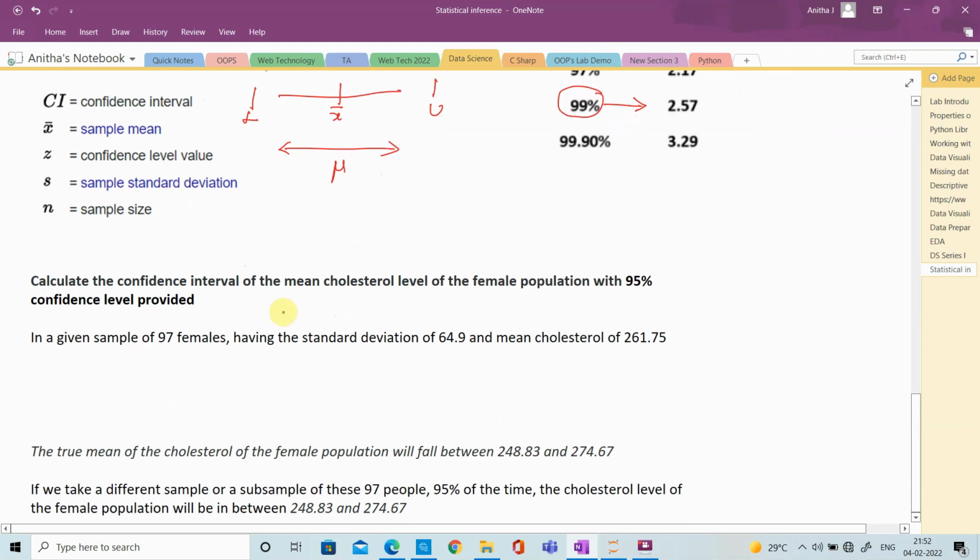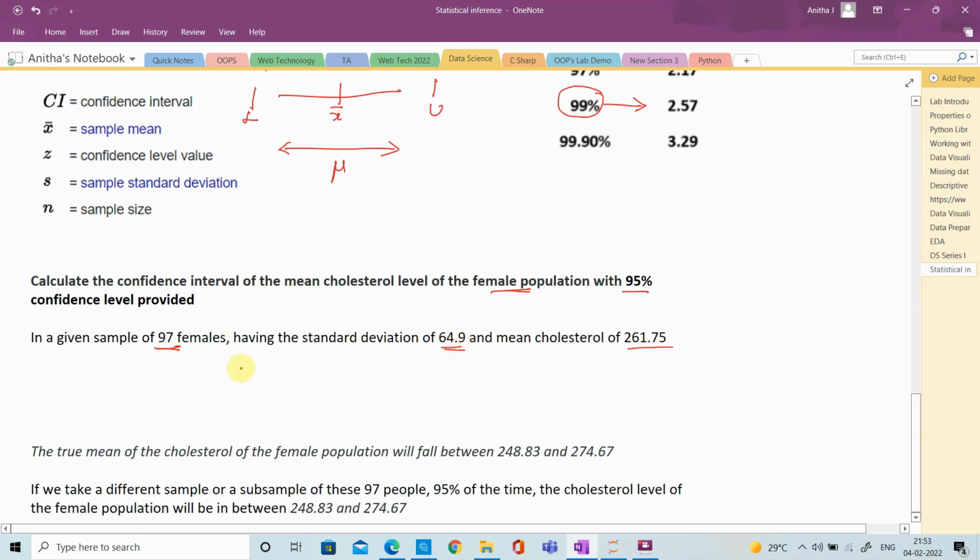Now I have given one sample question here: calculating the confidence interval of the mean cholesterol value for the female population. I don't know how many persons are in the female population, so I want to estimate the mean of the female population with a confidence level of 95%. To do that, I have taken a sample of 97 females and calculated the mean cholesterol for them. It is around 261.75, with a standard deviation of 64.9.